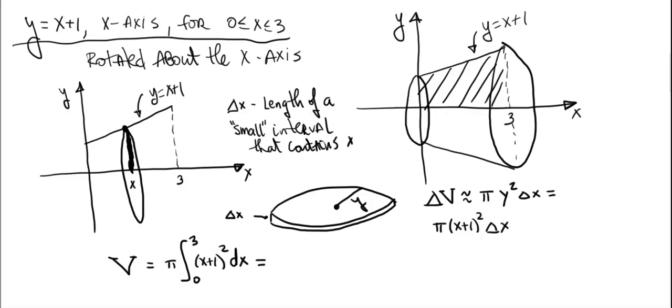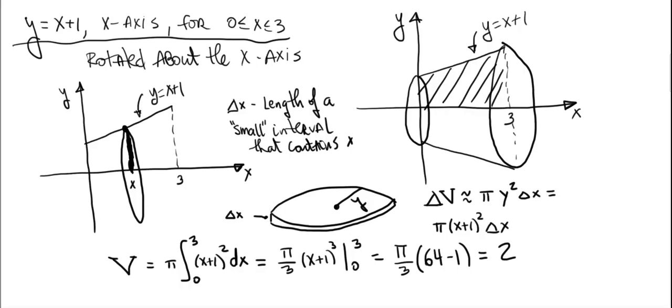The integral itself is very simple. The integral of x plus 1 squared is just 1/3 times x plus 1 cubed. So this is pi over 3 times x plus 1 cubed, evaluated from 0 to 3. And if we plug in 3, we get 4 cubed, which is 64. So it's pi over 3 times 64 minus, when we plug in 0, we get 1. 63 over 3 is 21. Pi is the answer. 21 pi units cubed is the volume of this solid.